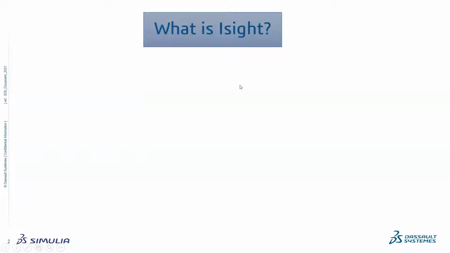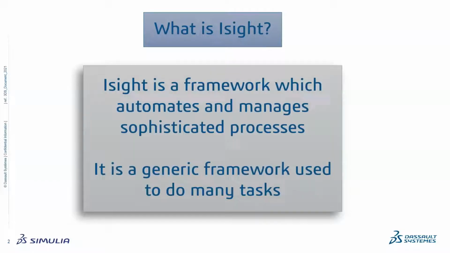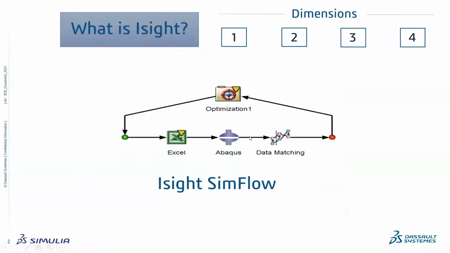A workflow in Eyesight would look something like this, a block-like structure, where you can integrate multiple software like I was telling. There is an Excel here, as you see, and there's Abaqus here, and there's something called data matching. So you can integrate multiple software at the same time and pass information from one to the next. As you see, information from Excel is going on to Abaqus, and from Abaqus the information is going on to data matching, something like that.